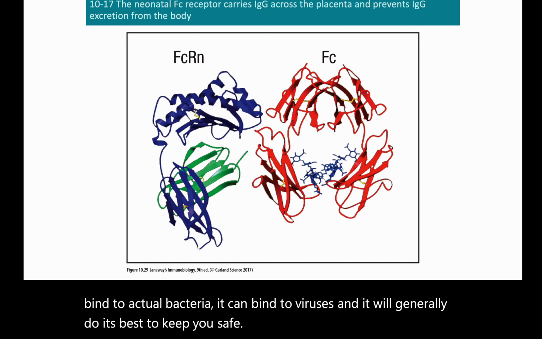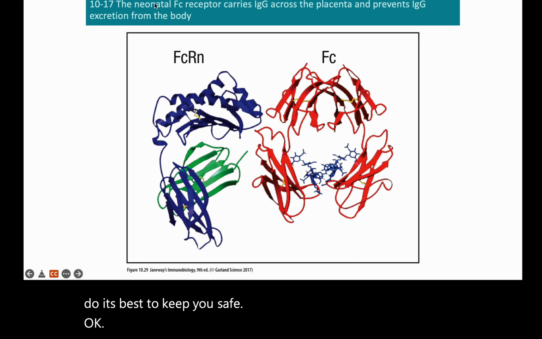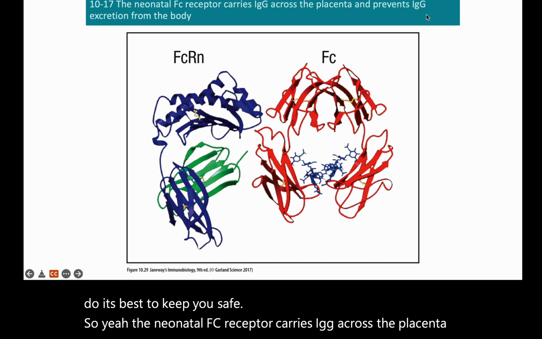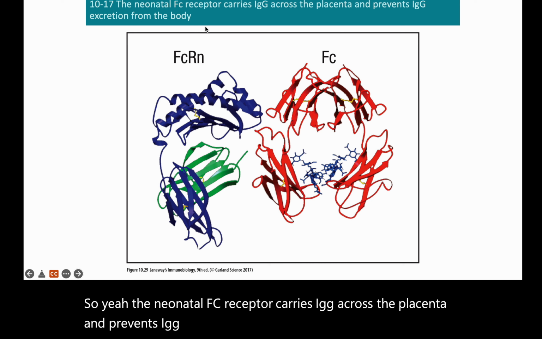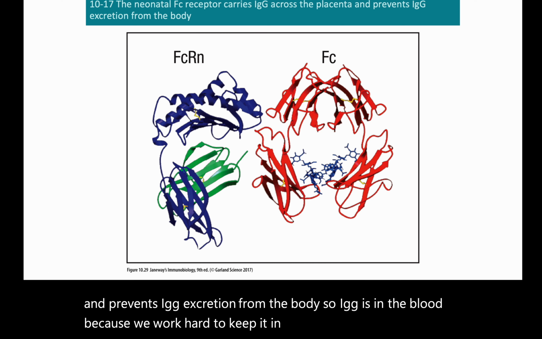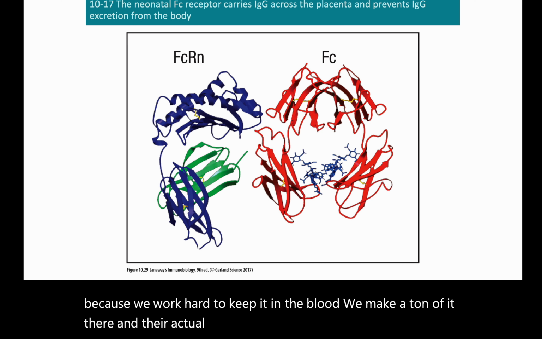Okay, so the neonatal Fc receptor carries IgG across the placenta and prevents IgG excretion from the body. So IgG is in the blood because we work hard to keep it in the blood. We make a ton of it there, and there are actual blockades that don't let it out. That's basically the idea here.